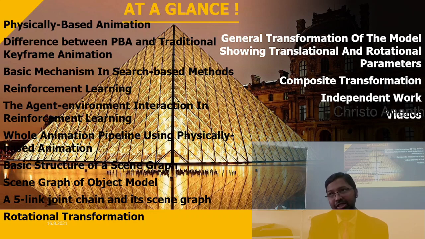What is the basic structure of the scene graph, the scene graph of the object model? Then we'll have a link-joint chain and the scene graph, rotational transformation. If you try to rotate, how will you explicitly view the 3D view? So that we'll be discussing. The general transformation of the model, showing the translational and rotational parameters. We have also got composite transformation as well.